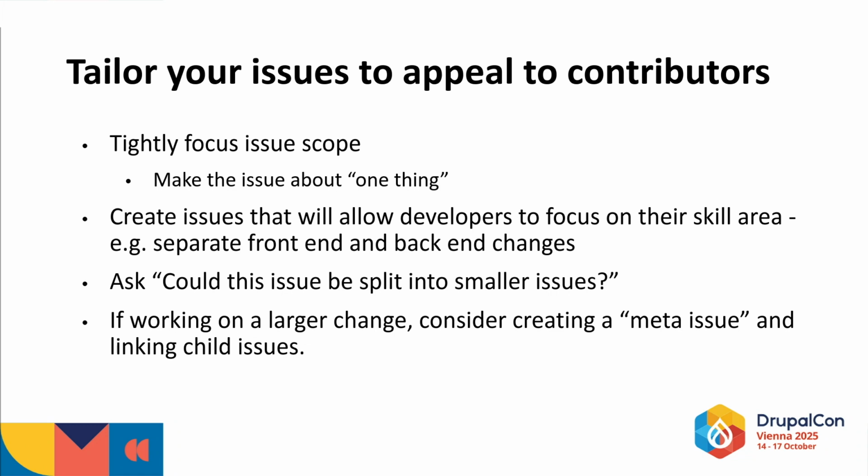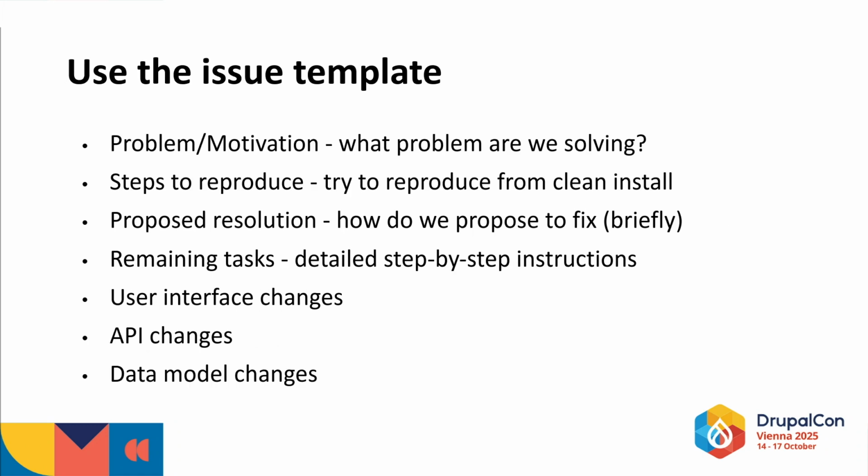Look at things and ask, is there a way I could make this into two smaller issues? If something is going to be a big change, rather than try and do it all in one big issue, create a meta issue that links a number of related issues together, and then do each step in one change. Make use of the issue template.